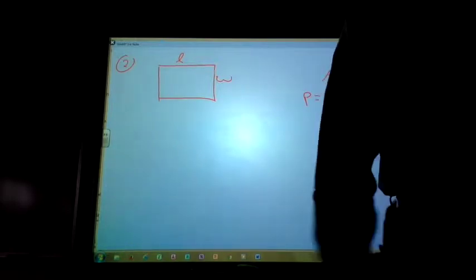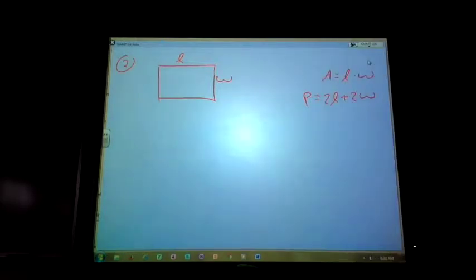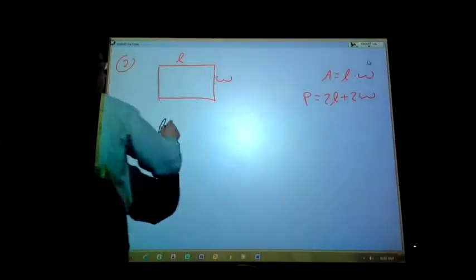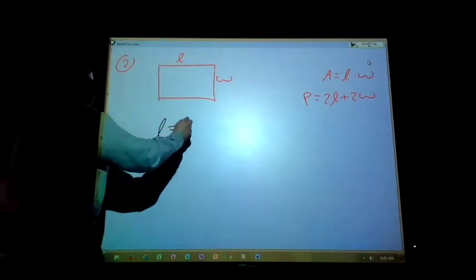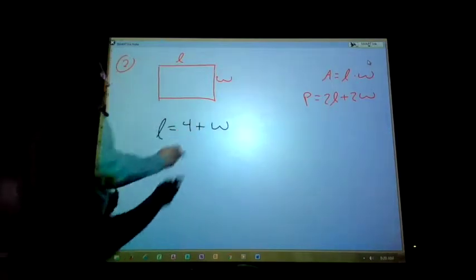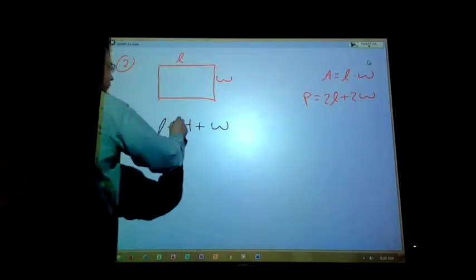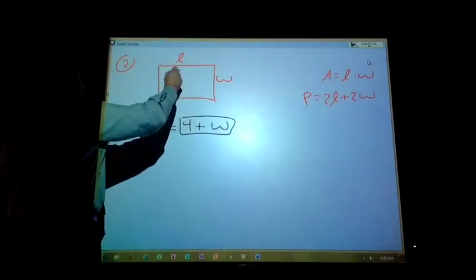All right. So, Ben, it says the length of a rectangle is, what do we know? So the length of the rectangle is what? 4 inches more than the, okay? So we don't have to double the width because they just tell us that the length has to be 4 inches more than the width. And so now that I know that my length is 4 plus W, I can change that to 4 plus W.